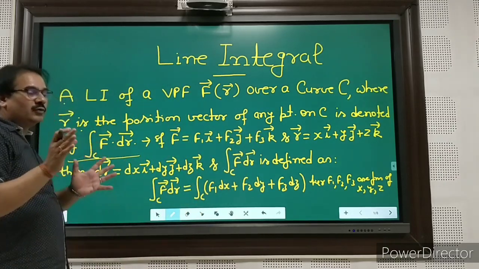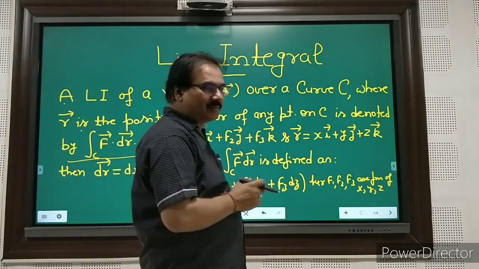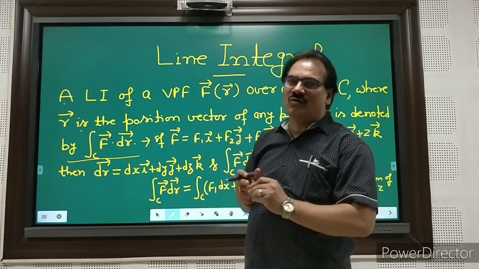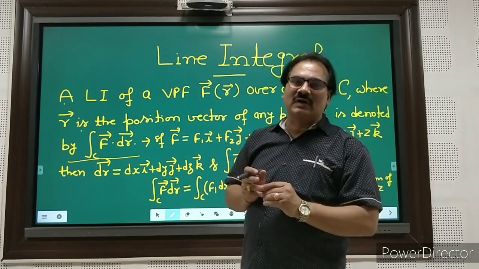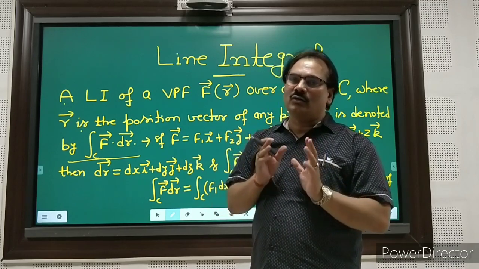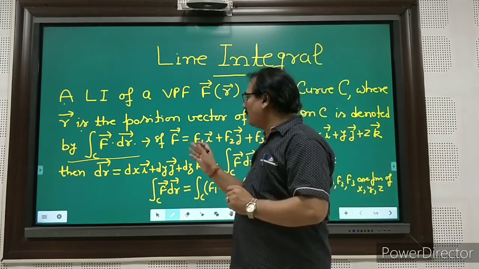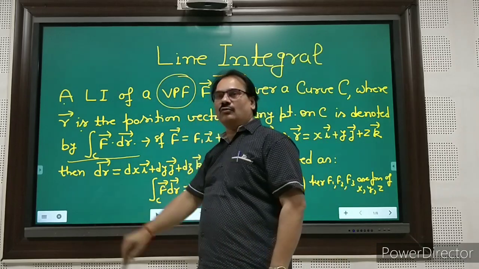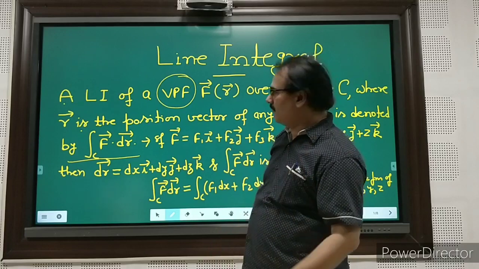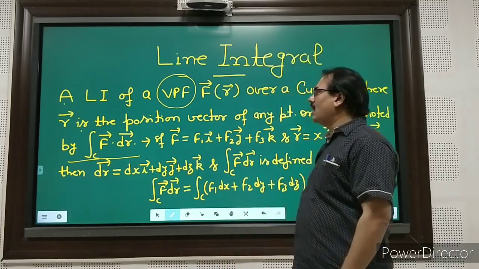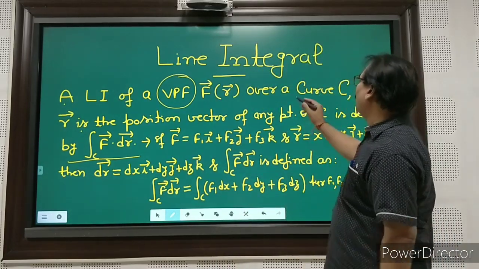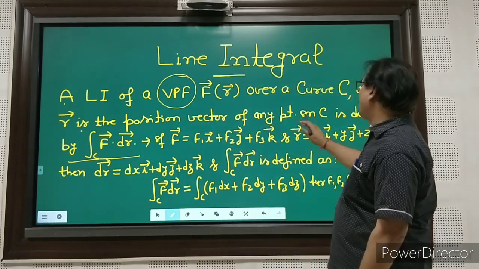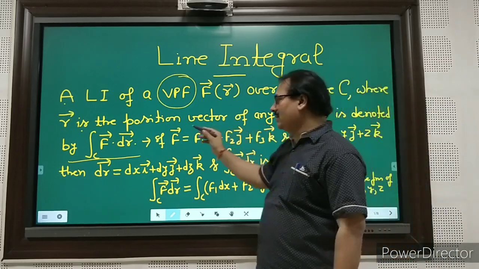Before this, I would like to make an appeal that you go through vector calculus. I assume that you have already gone through the basics of vector calculus and know them very well. So you know what a vector point function is, and what a scalar point function is. Here, a line integral of a vector point function f(r) over a curve C, where r is the position vector of any point on C, is denoted by this.